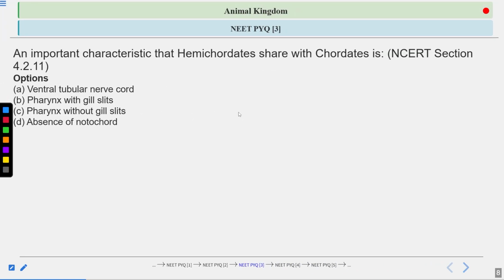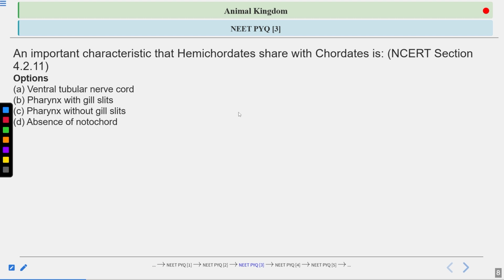Next question. An important characteristic that hemichordates share with the chordates is, meaning the characteristic that is common to hemichordates and chordates. This question is coming from the NCERT section 4.2.11. Let us see the options of this question. A, presence of ventral tubular nerve cord. B, pharynx with the gill slits. C, pharynx without gill slits, and D, absence of the notochord.